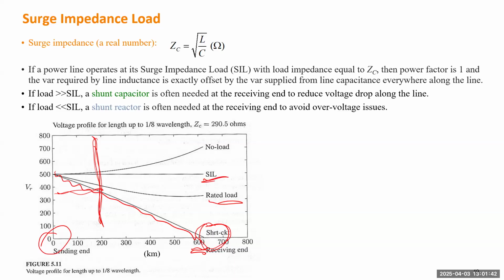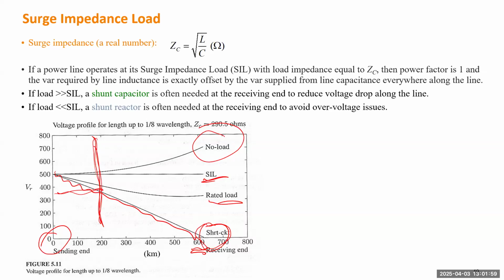If you have the load which is exactly equal to the surge impedance load, the voltage everywhere is flat, no matter how long this line is. If you have no load, let's say you just want to do maintenance, open one end, the other end will have very high voltage.